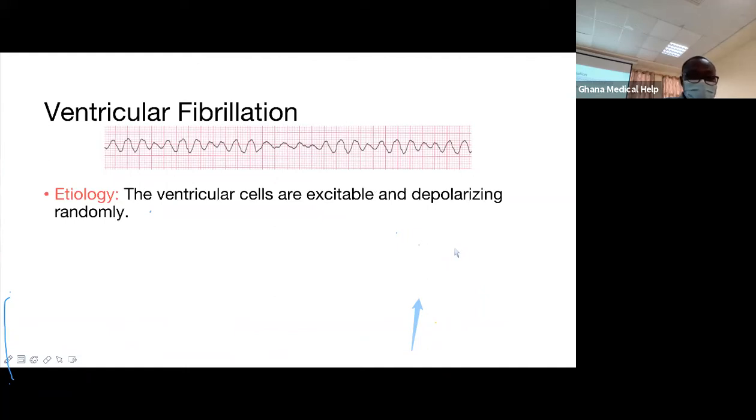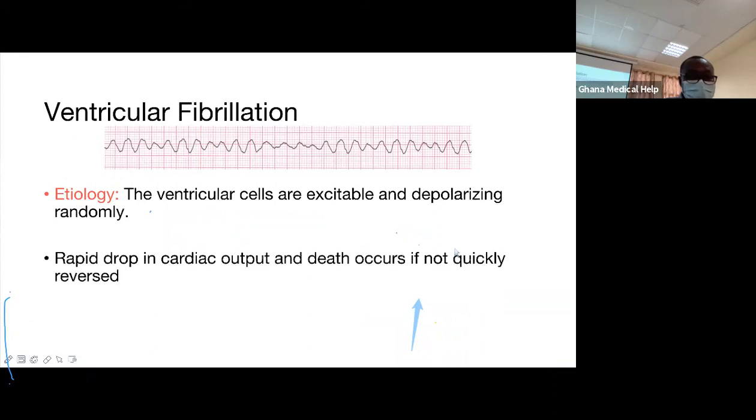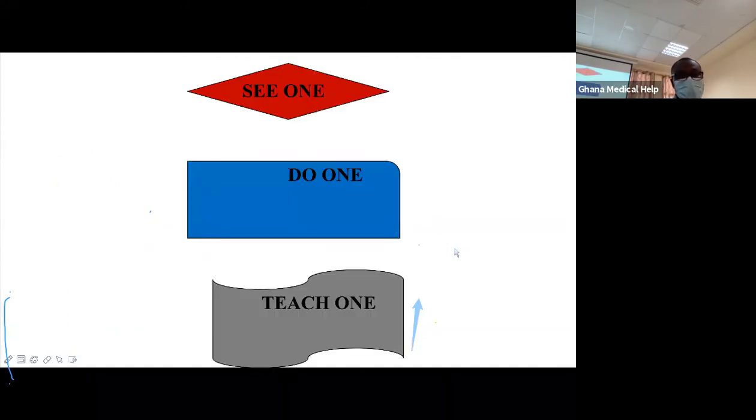So we said with ventricular fibrillation most of these patients have an abnormal chaotic rhythm. Like I said, the ventricular cells can become excitable if the main man up there does not depolarize. Again, there can be a rapid drop in the cardiac output because there's nothing really contracting, and then you can have sudden cardiac death if you don't quickly intervene. So this is the end of the second part.